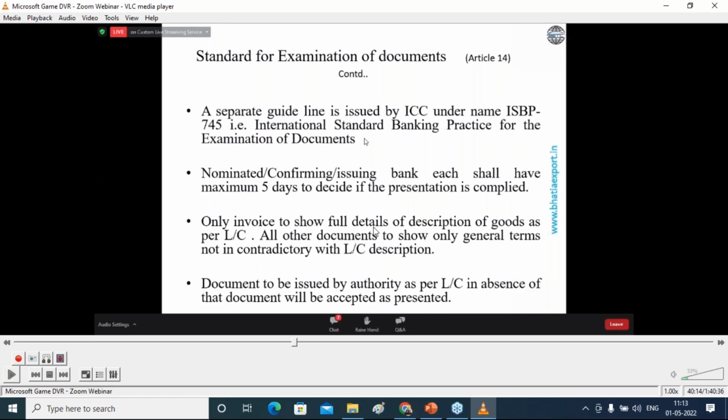Only the invoice needs to show full details of the description of the goods as per the LC. All other documents need to show only general terms, not contrary to the LC description. Okay.